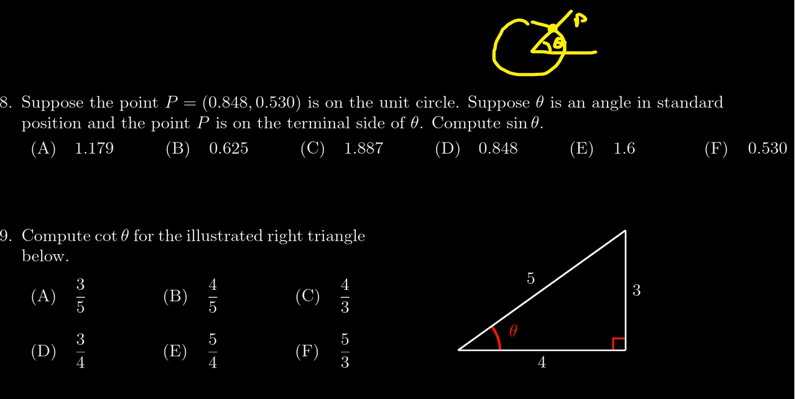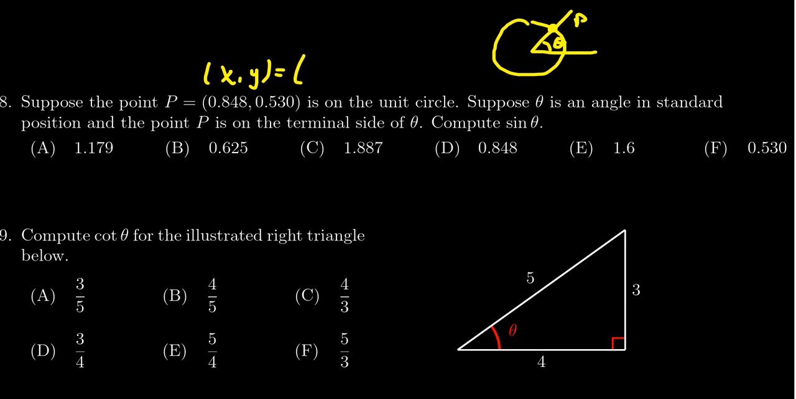Points on the unit circle coincide with these trigonometric ratios here. So if you have this point x, y on the unit circle, that x coordinate will be cosine of theta and the y coordinate will be sine of theta. So if we're looking for sine of theta right here, that just means we're looking for the associated y coordinate on the unit circle, which is 0.530. So we then would select choice F as the correct answer.